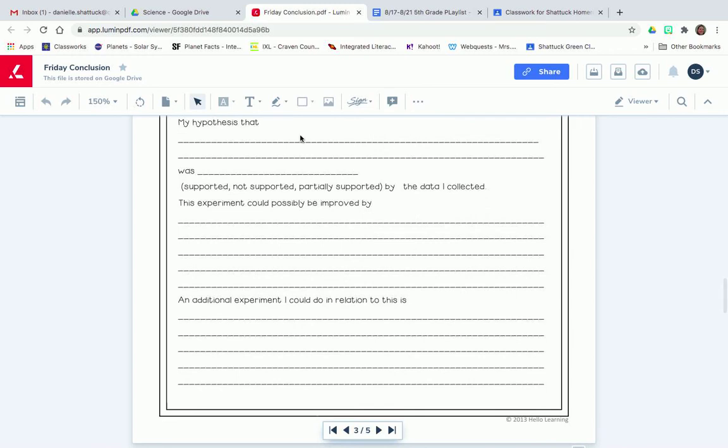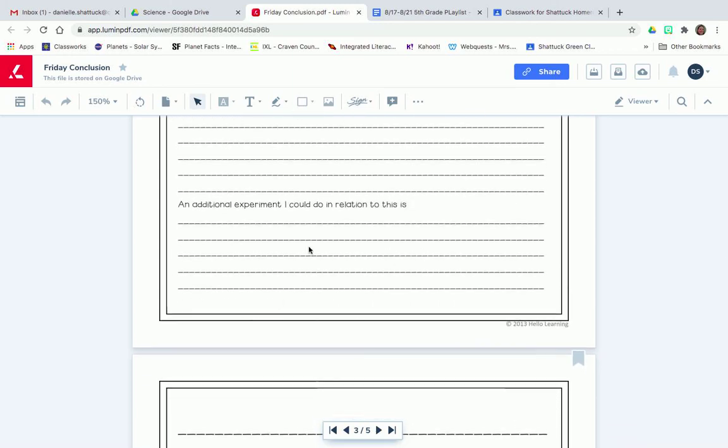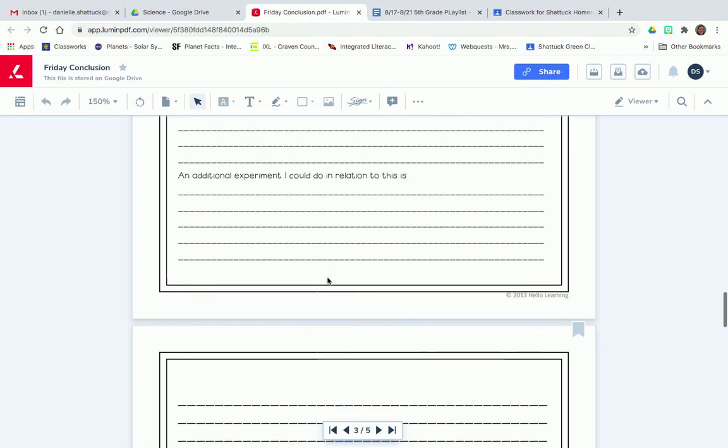Okay, how could you improve this experiment? What could you do better? What could you make it better? Could you use different paper? Could you add a fan to make it go farther? How could you possibly improve this experiment? Another experiment: what additional experiment could you do that's similar to this one that might prove or disprove your hypothesis? So if you could come up with another paper airplane experiment, how would you change it? How would you do it different?